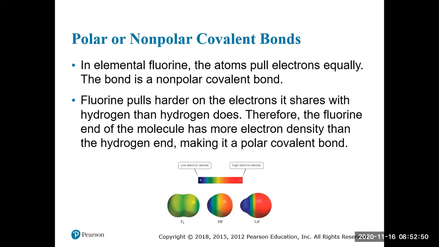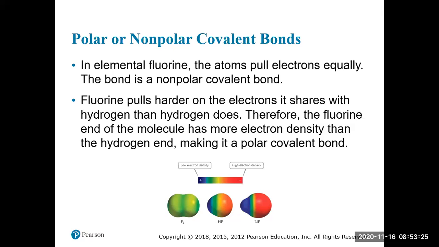And then for lithium fluoride, we see even a greater portion of red over by the fluorine. So remember, for HF, the hydrogen is going to be positively charged, the fluorine is going to be negatively charged. Lithium fluoride, same thing, lithium positive, fluorine negative. And what we see is that more electron density is over towards the fluorine in each of these cases, and even more so for the lithium fluoride molecule than the HF molecule.